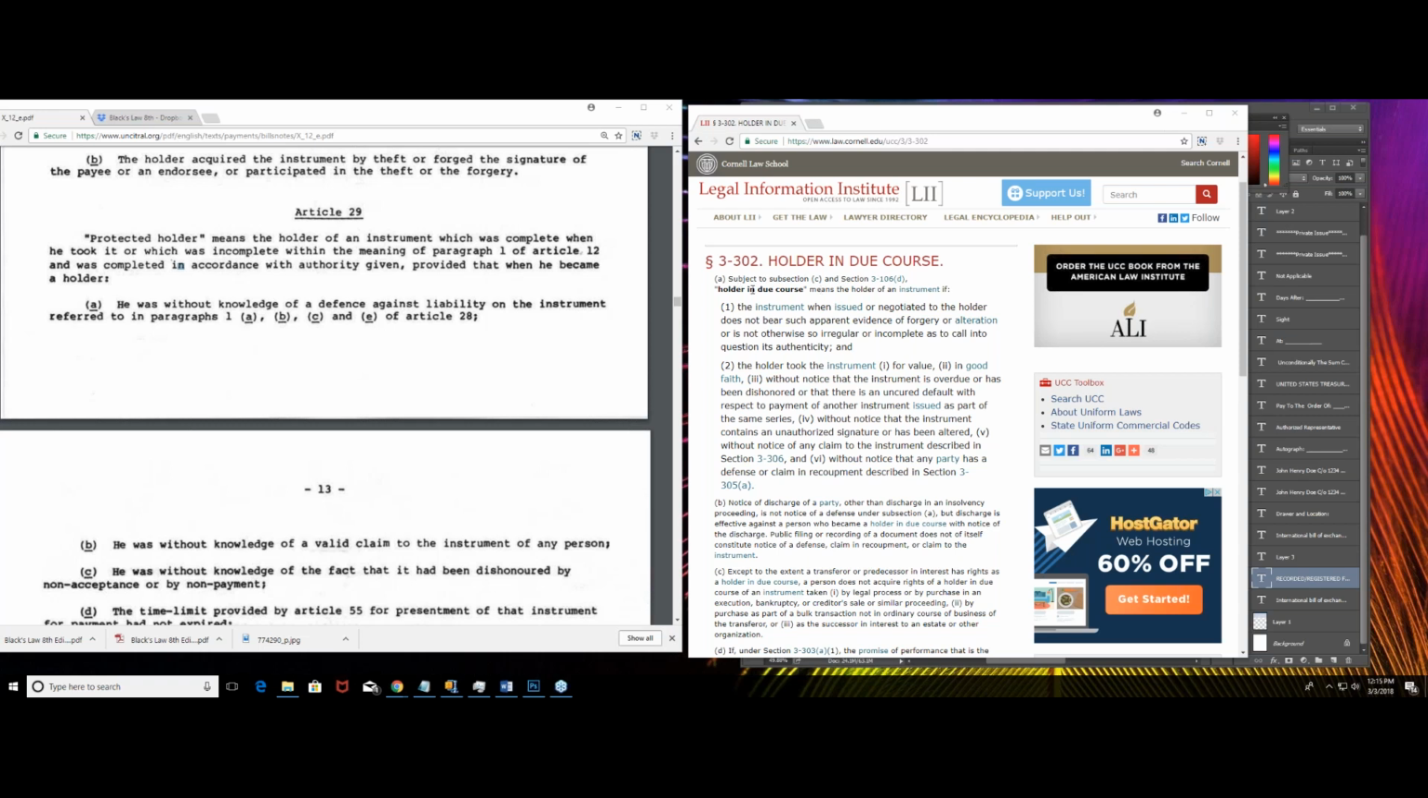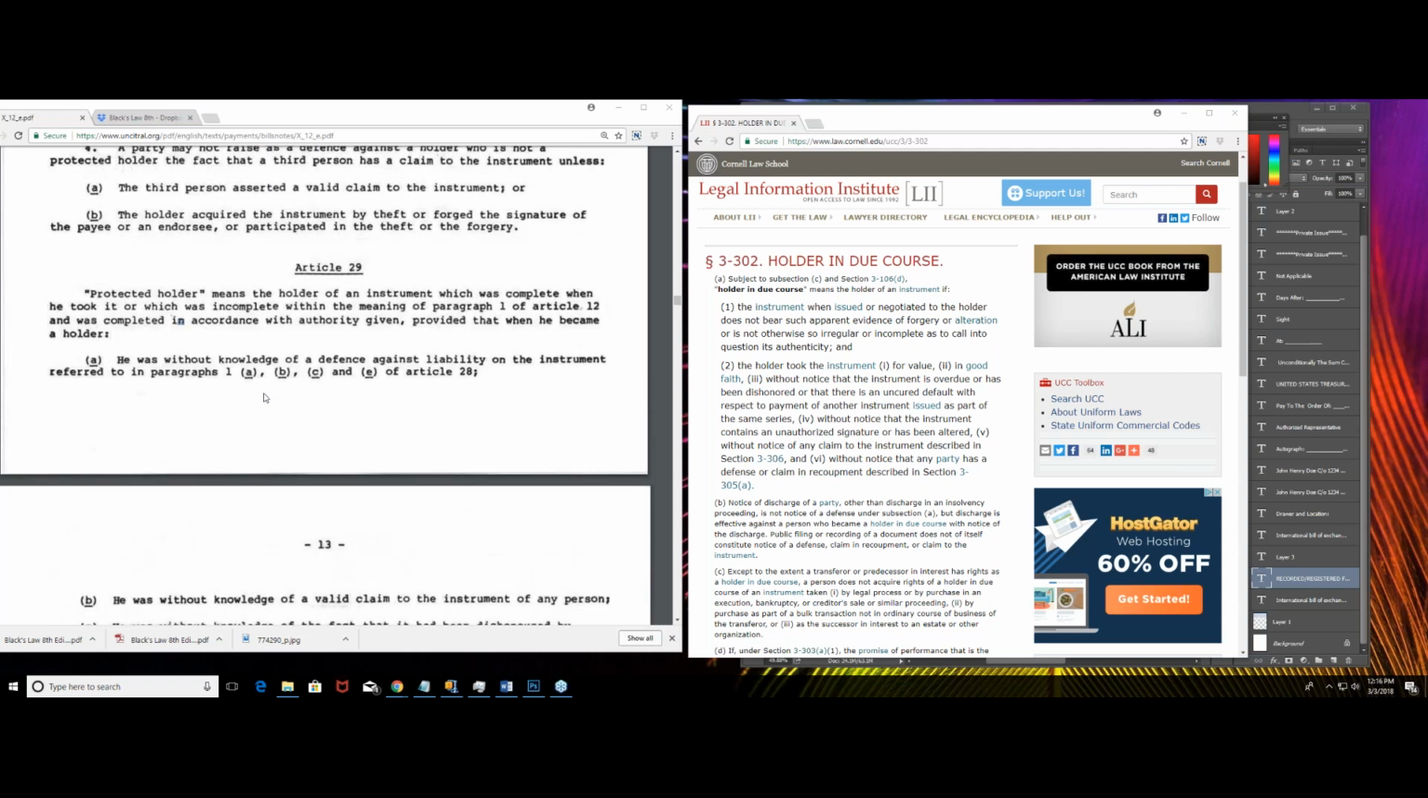Subject to, and of course, they're going to make it subject to other stuff. Let's just jump to two. It says, holder in due course means the holder of an instrument if the holder took the instrument for value, in good faith, without notice the instrument is overdue or has been dishonored or has been in an uncured default with respect to the payment of another instrument issued as part of the same series, without notice that the instrument contains an unauthorized signature or has been altered, without notice of any claim to the instrument described in section 3-306, without notice that any party has a defense or claim in recoupment described in 3-305. Let's read protected holder again.